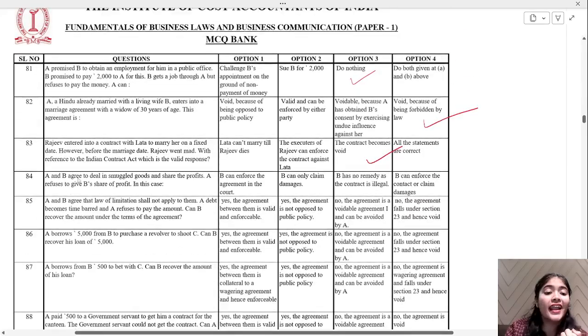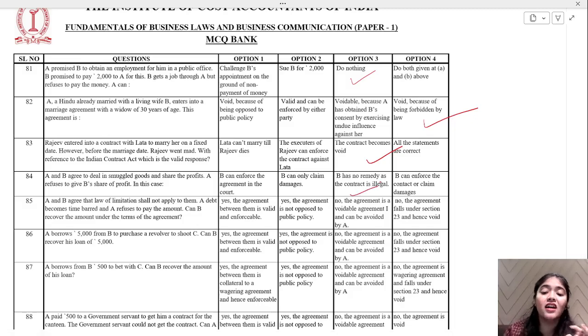A and B agree to deal in smuggled goods and share the profits. A refuses to give B a share of the profit. Can B enforce or not? We are smuggling goods. We have no remedy available over here because this contract is illegal. You're going to smuggle the goods and share the profits. No, that's not right, right?